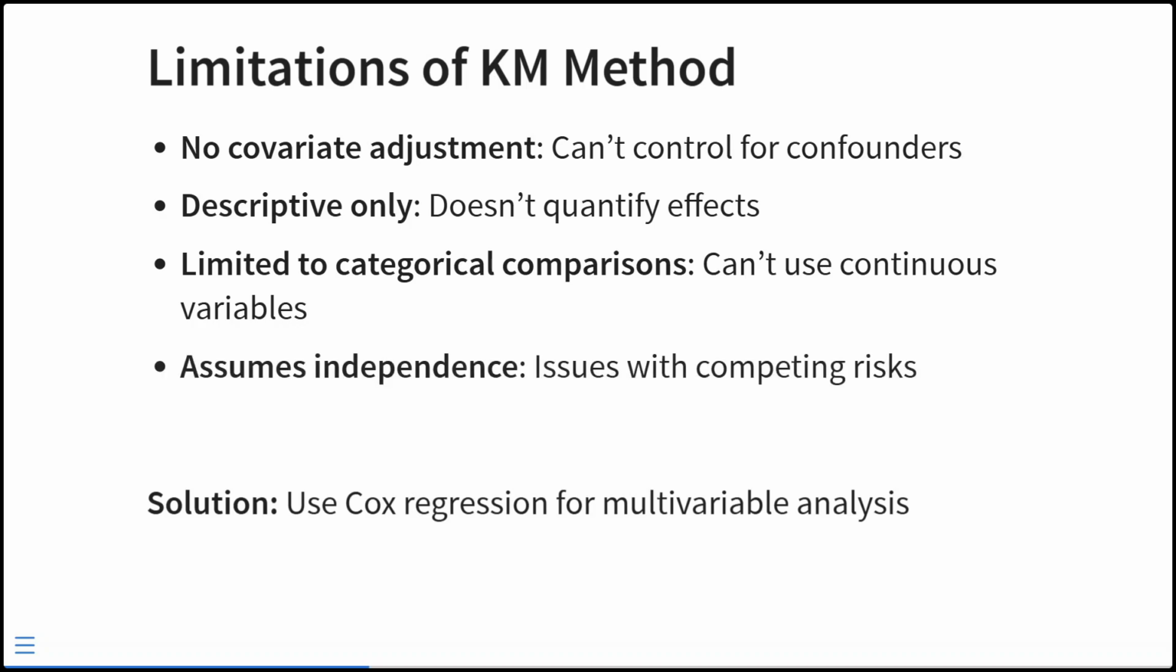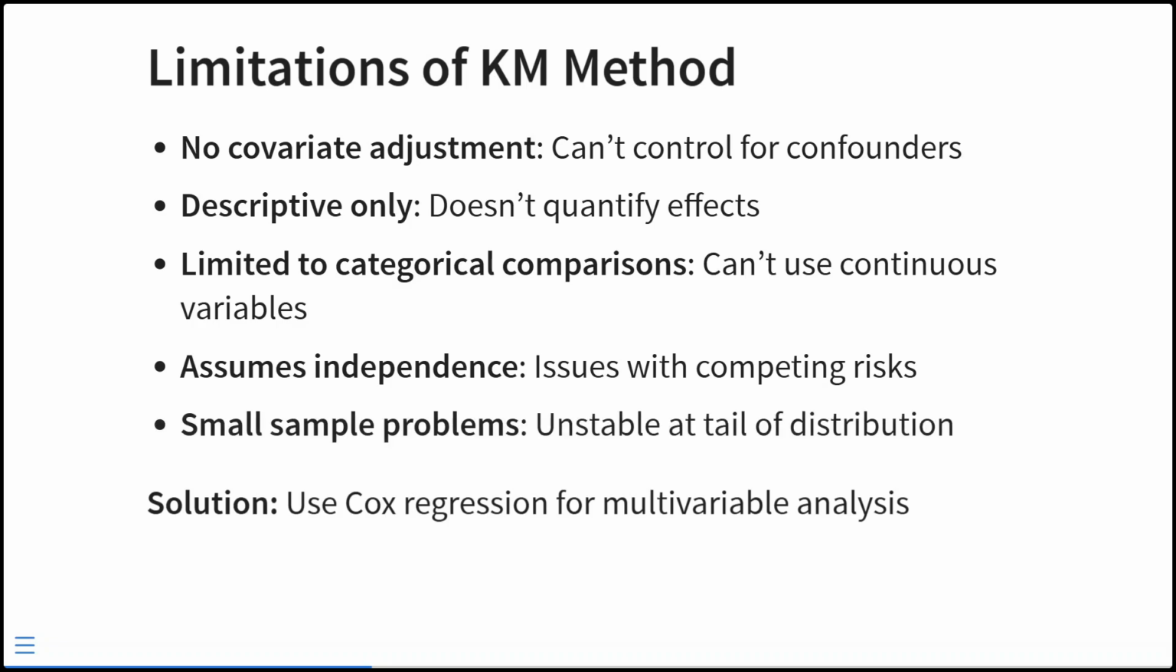It also assumes independence, that is, there are issues with competing risks. So the Kaplan-Meier method assumes independence. We have various issues with competing risks and small sample problems. It's usually unstable at the tail of the distribution. So when you don't have a large sample, you're likely to face the issue of instability at the tail of the distribution.